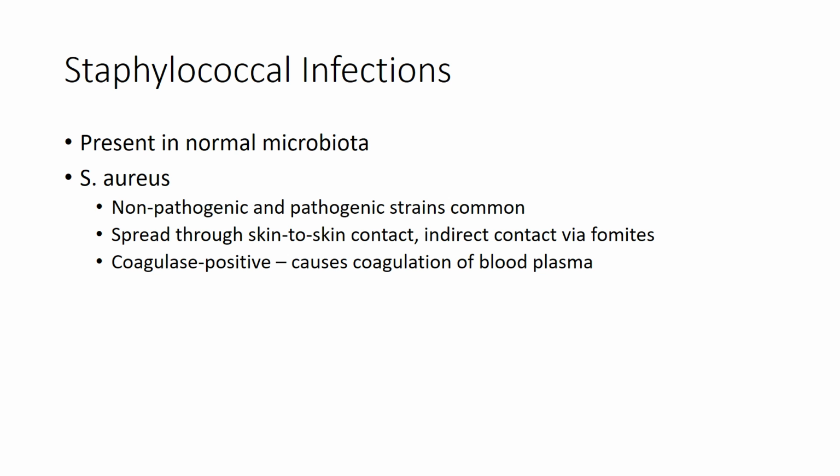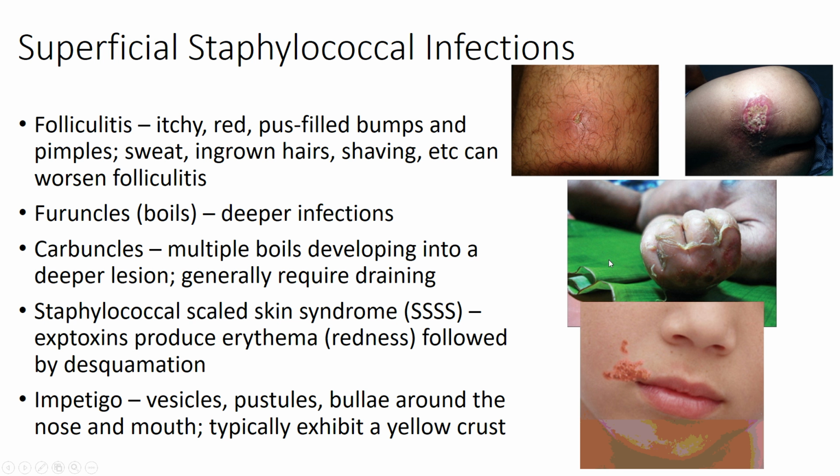Staphylococcus is a bacteria that is known to be coagulase positive. So this leads to coagulation of blood plasma, and you end up with clumping in the area, which causes collections of white blood cells, pus, things like that. So what are some specific staphylococcal infections?